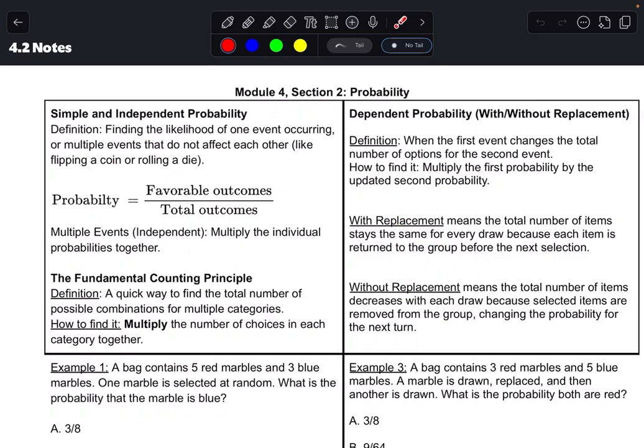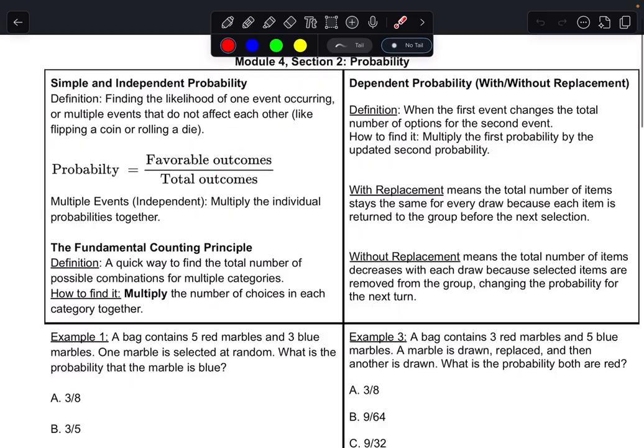Biggest thing about probability is this part, and we'll use this as well with your dependent, by the way. But probability, just like by definition, is how likely something is going to happen. Independent means the multiple events do not affect each other. Like if I am flipping a coin or rolling a die, whatever happens with the coin is not going to affect the die and vice versa. If it's not independent, it's dependent. So the first part changes the options for the second part.